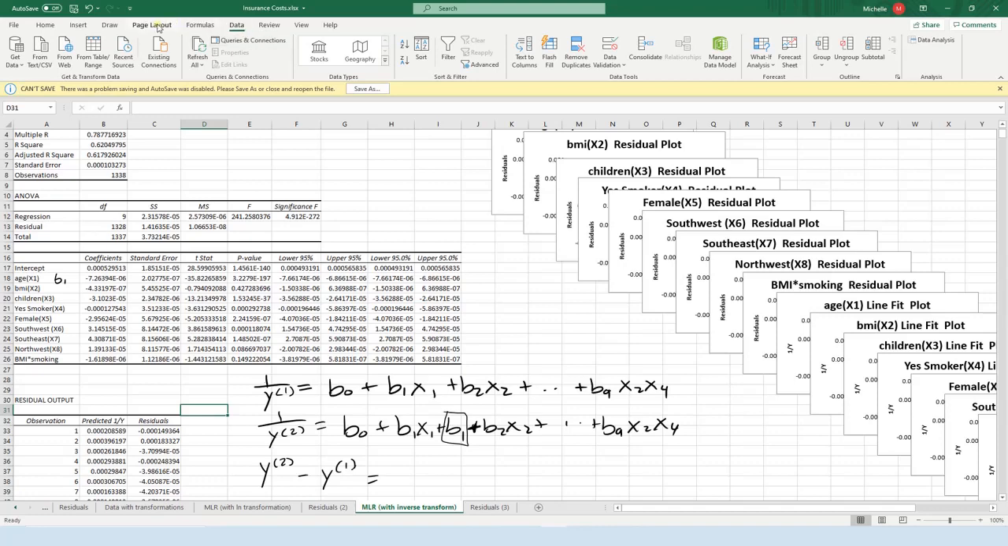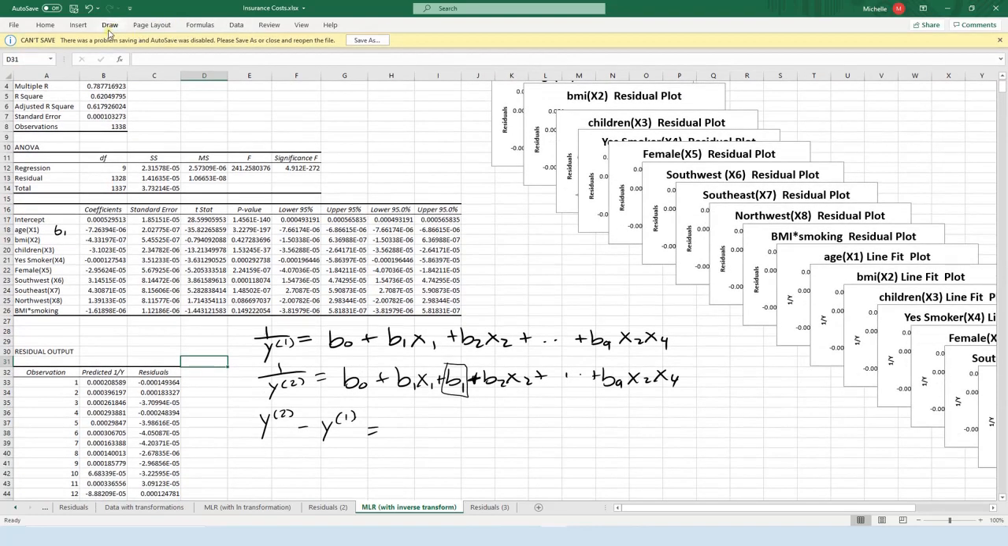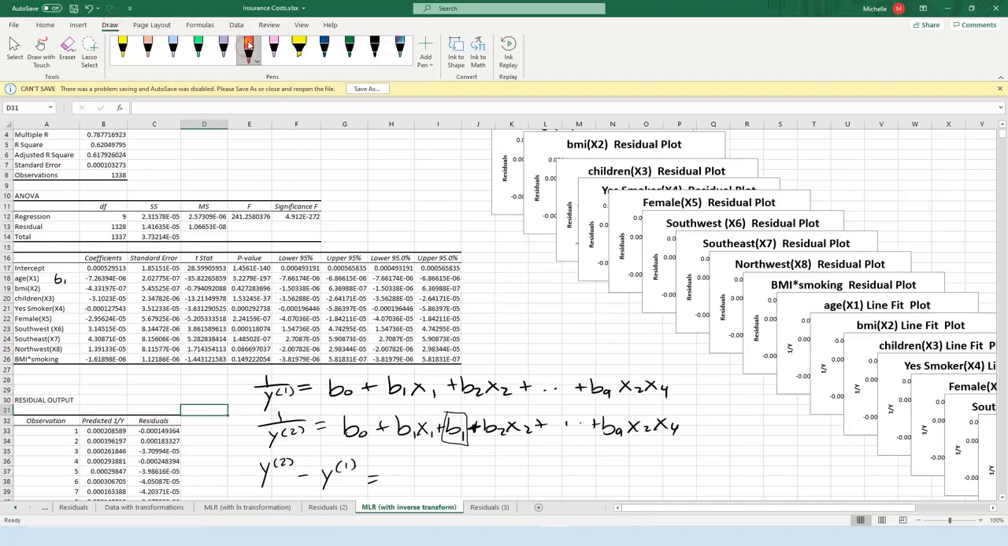Let me go up top here, and use a different color. So if 1 over y is this, that implies that y, if I basically divide both sides and then multiply both sides, is the same thing as y equals 1 over all this jazz. Just using algebra, I can rewrite this. This is what y1 is. Similarly, y2 is the same thing. It's 1 over all that jazz.